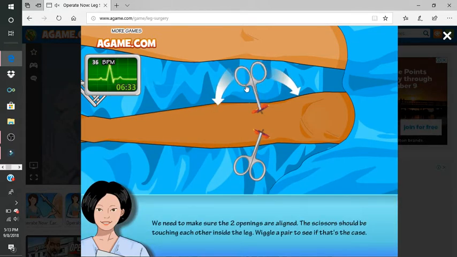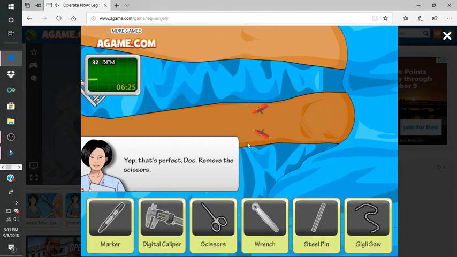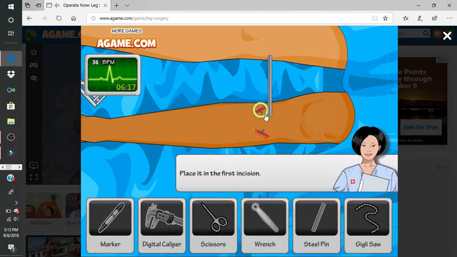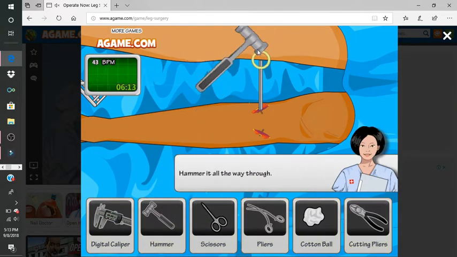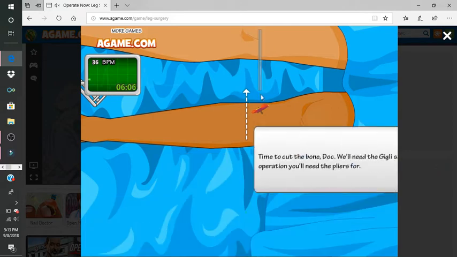Now we need to put these like that. Alright, now we need to remove them. Happy. Sorry again, my rabbit. We need to use this. Alright, hammer. Take it out.